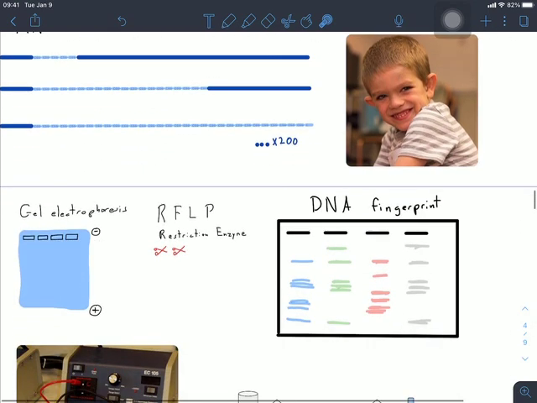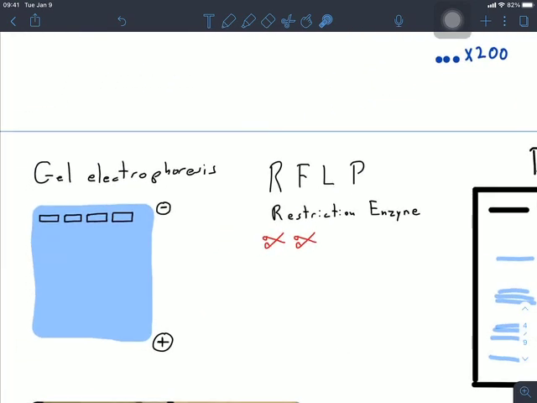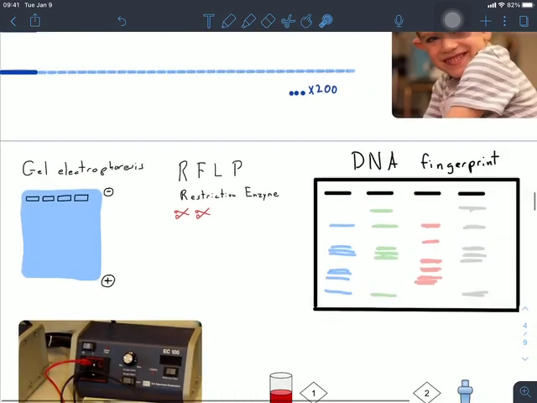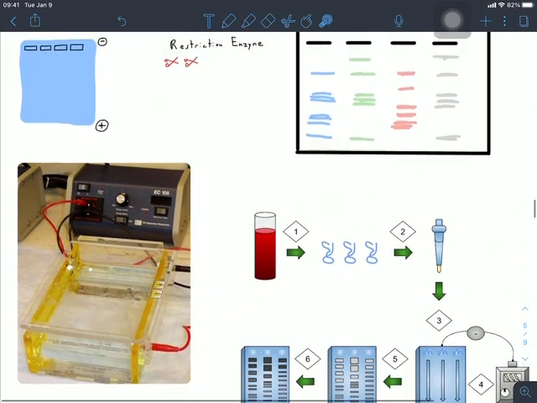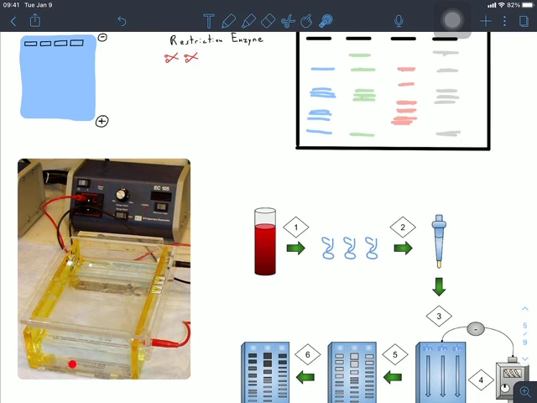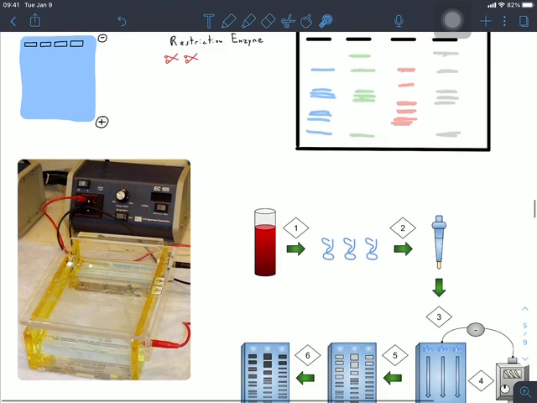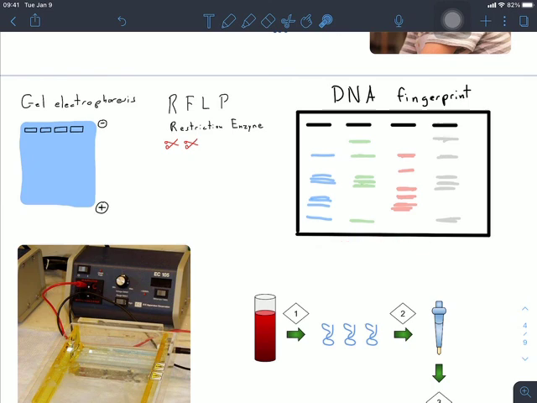Now, gel electrophoresis, as a reminder, works because DNA is charged. You're going to put DNA in a well at the top of the gel next to the negative charged part of the gel box. Then you're going to run a current across this, and it's going to run towards the positive side. This is what a gel box looks like. Ours in the classroom are actually teal colored rather than yellow colored here. And then you're going to get a banding pattern or a DNA fingerprint.